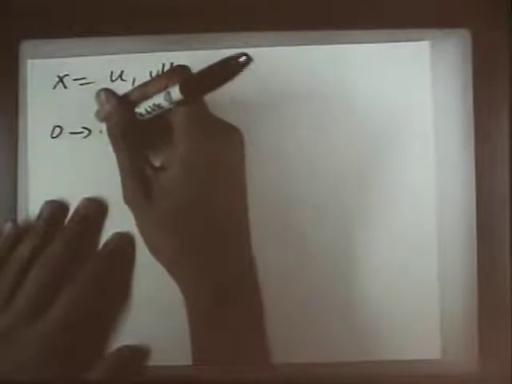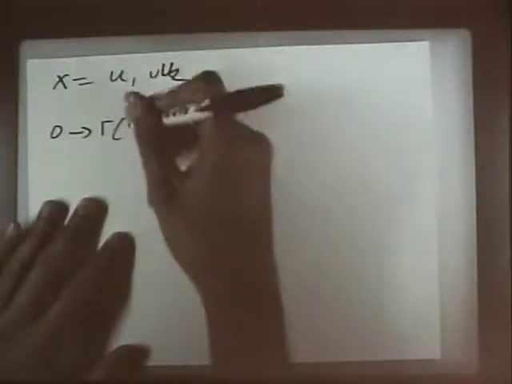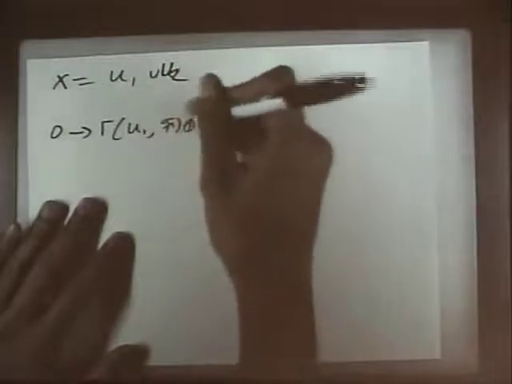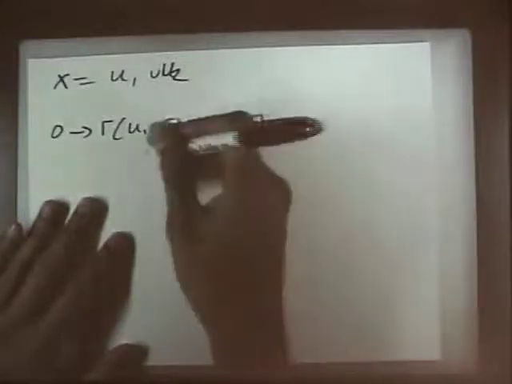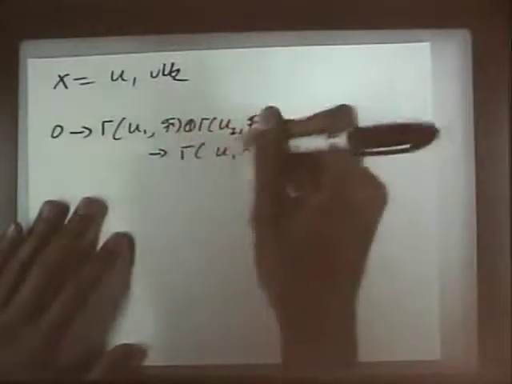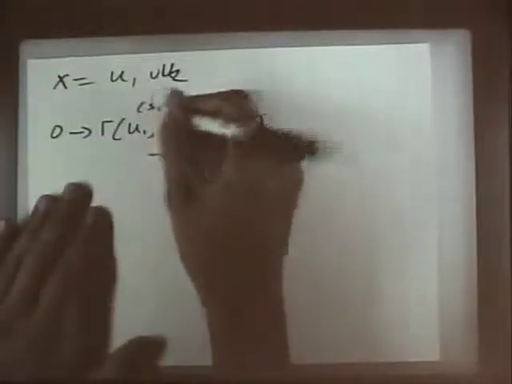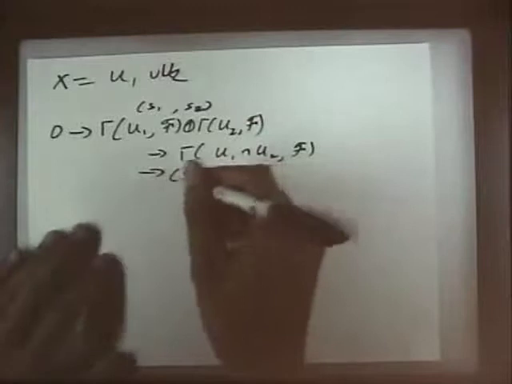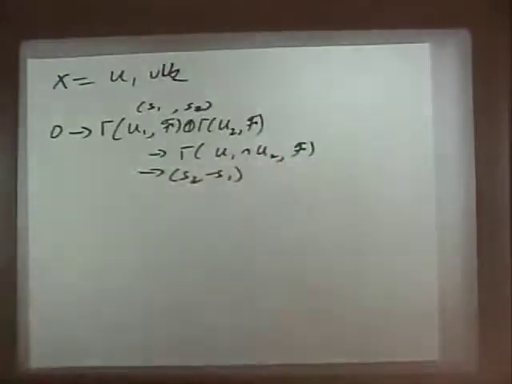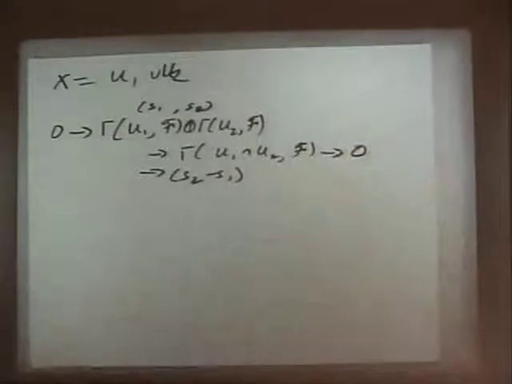You have 0 goes to the sections on U1 plus the sections on U2. This is step 0 of the Čech complex. And then you go to the sections on the intersection. And the map here is, if you have sections S1 and S2, it just maps to its difference up to some sign. I think it's S2 minus S1 in the sign convention I gave, but there's somebody in the room who's much better at minding sign conventions than me, so I'll let him tell me if I'm right.